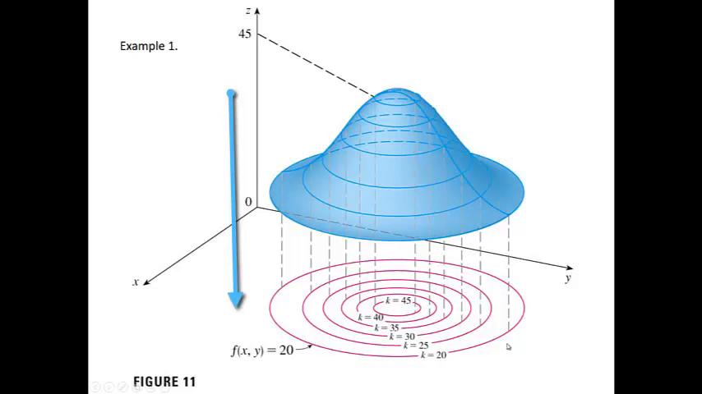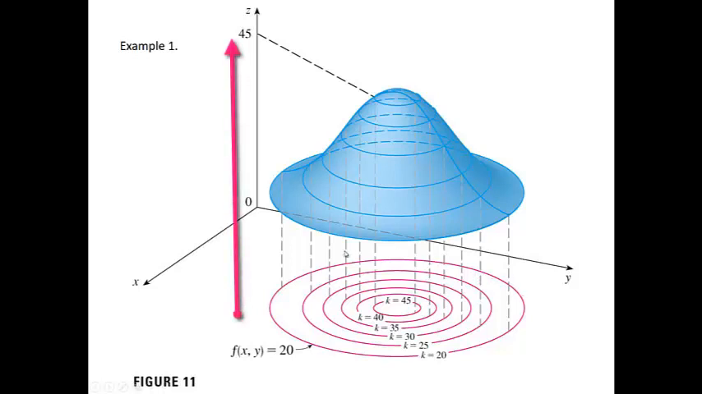Now in all of the examples we've done so far, we started with the surface, we intersected it with the horizontal plane, and then pushed those intersection curves down into the xy plane. But you can also go backwards, right?